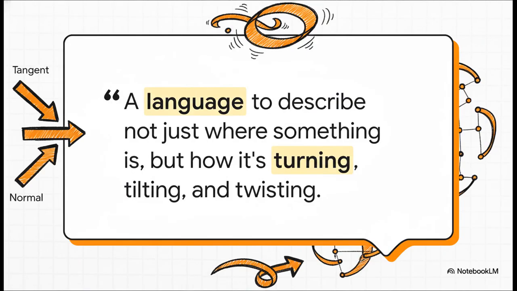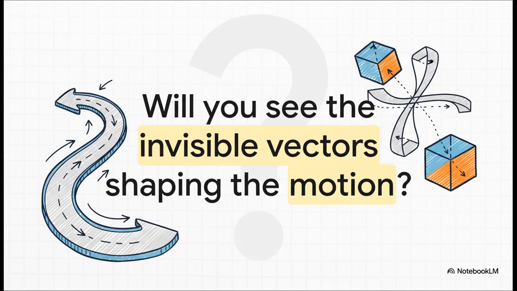And that's really the big idea here. This whole framework, the tangent, normal, and binormal vectors, plus the ideas of curvature and torsion, it gives us this incredibly powerful language. It lets us describe not just an object's position, but its entire dynamic orientation as it turns, tilts, and twists through our world. So, here's something to think about. The next time you see a stunning CGI camera sweep in a film, or even just drive along a banked curve on the highway, take a moment. See if you can almost see those invisible vectors, that unseen math shaping everything around you.